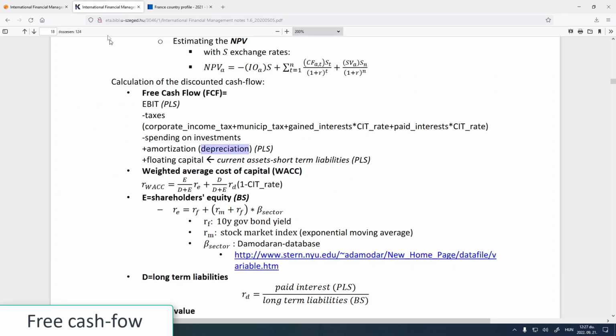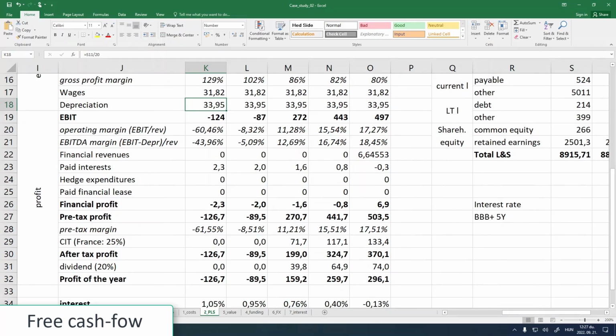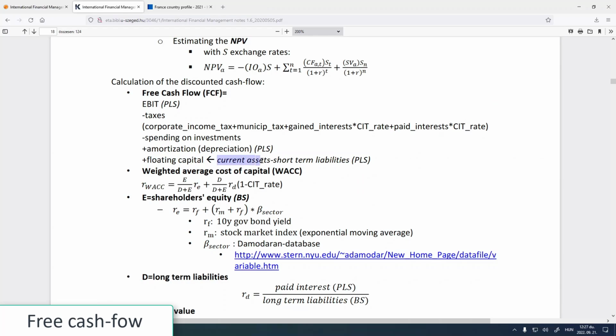Okay, next thing. Floating capital. Oh, I hate floating capital calculation. This is the terrible part. So, what do we need here? Current assets minus short-term liabilities. So, let's take current assets.